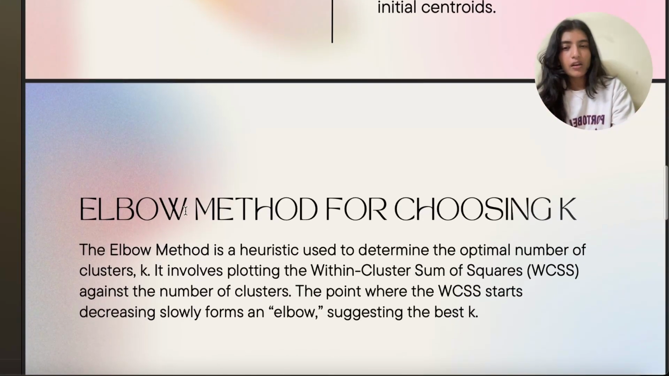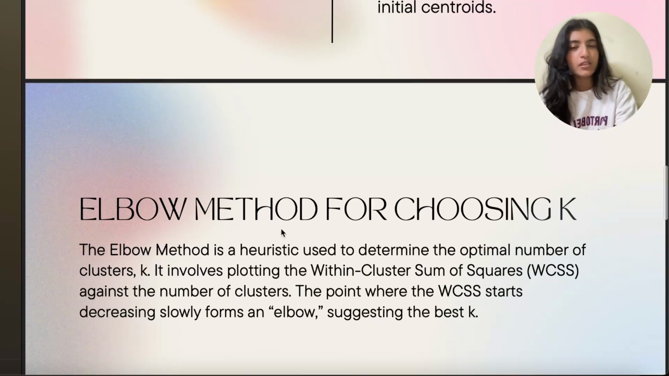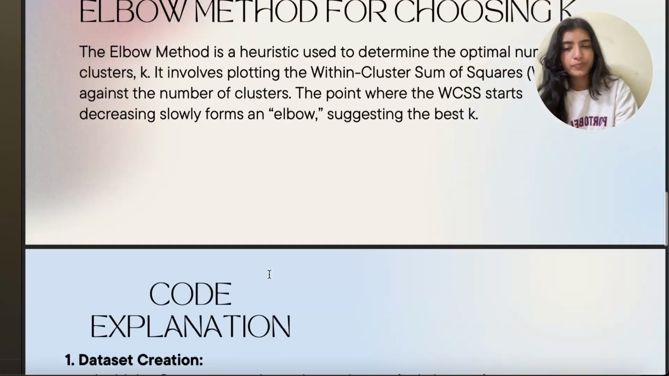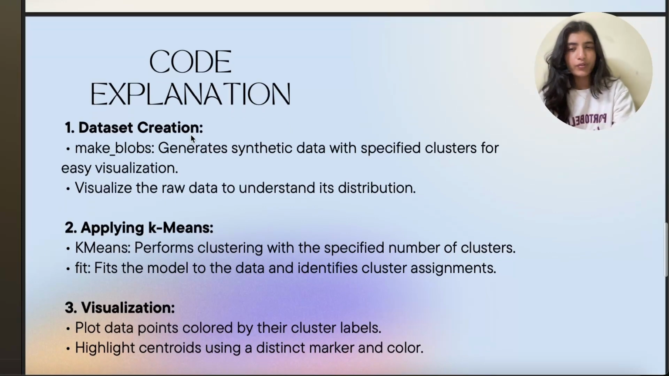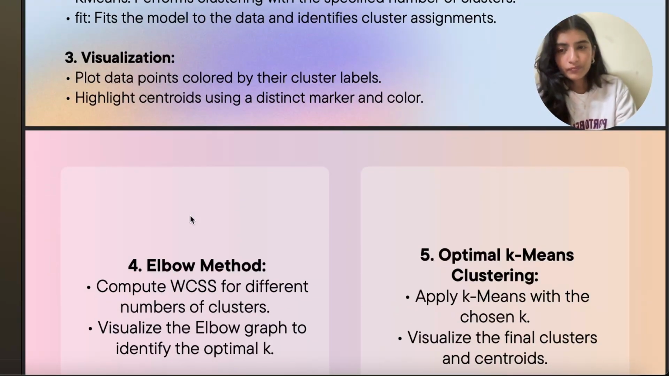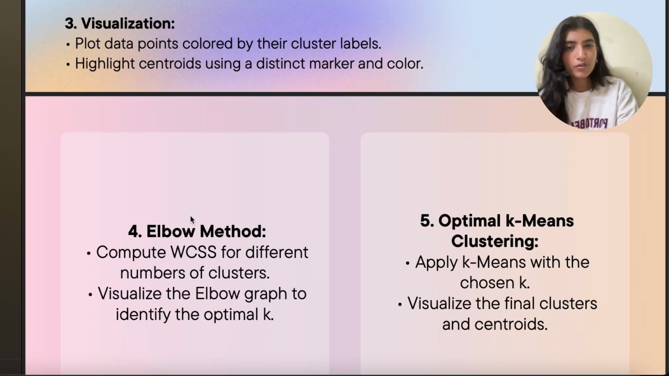So here is the elbow method for choosing k. We will use the elbow method, which is a heuristic used to determine the optimal number of clusters, that is k. So here is the explanation of the code. First we will do the dataset creation, then we'll apply k-means, then we will do the visualization, then we will use the elbow method, and then we will do the optimal k-means clustering. So let's look at the code.